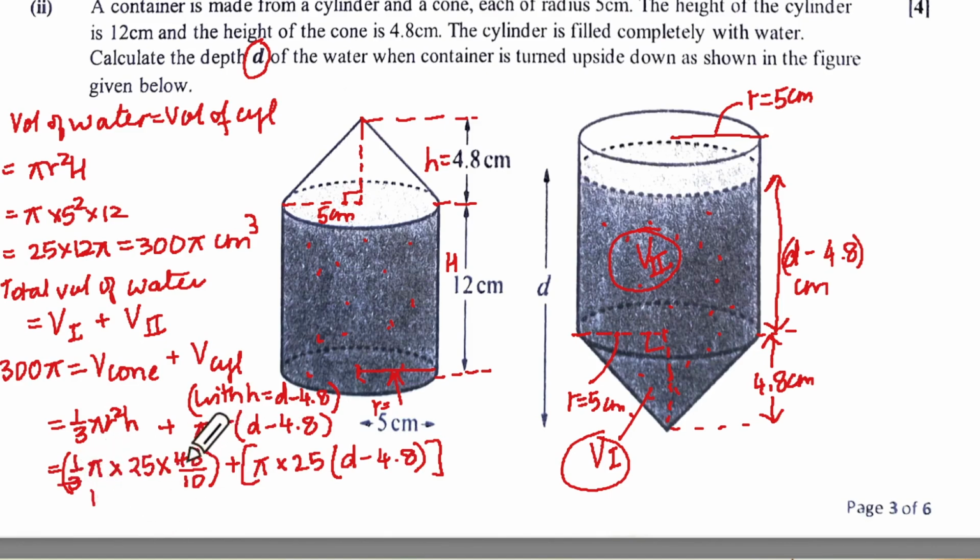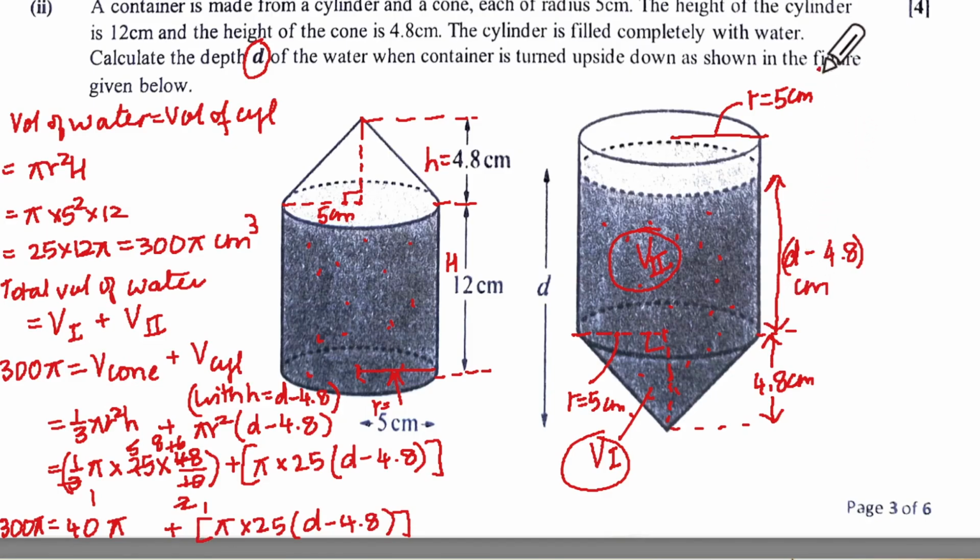Now 3 ones are 3, 3 goes 16 times, 5 goes 5 times, 5 goes twice, and 2 goes 8 times. So I'm getting 8 fives, 40 pi, and this is 300 pi, plus what am I getting here? I'm getting pi into 25 into, do not open the bracket, okay? Just leave it like that and put the box bracket here. Now 40 pi goes that side.